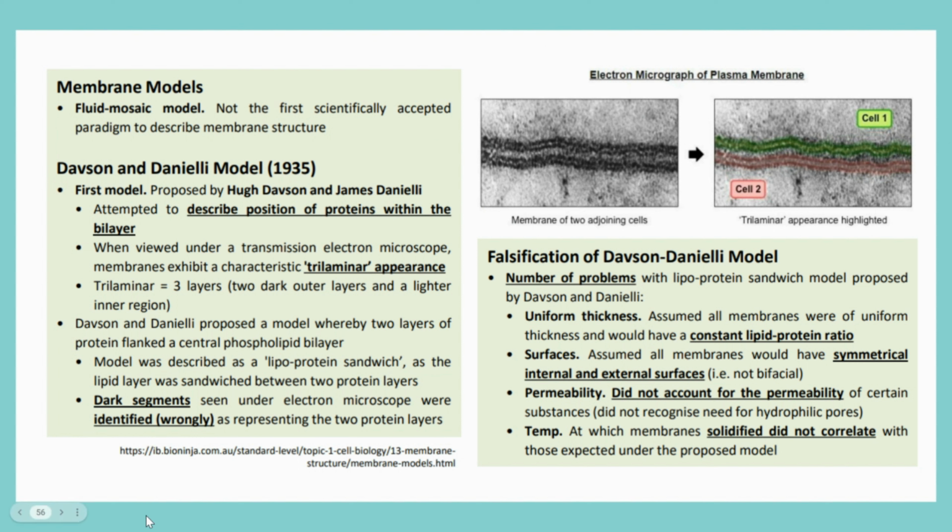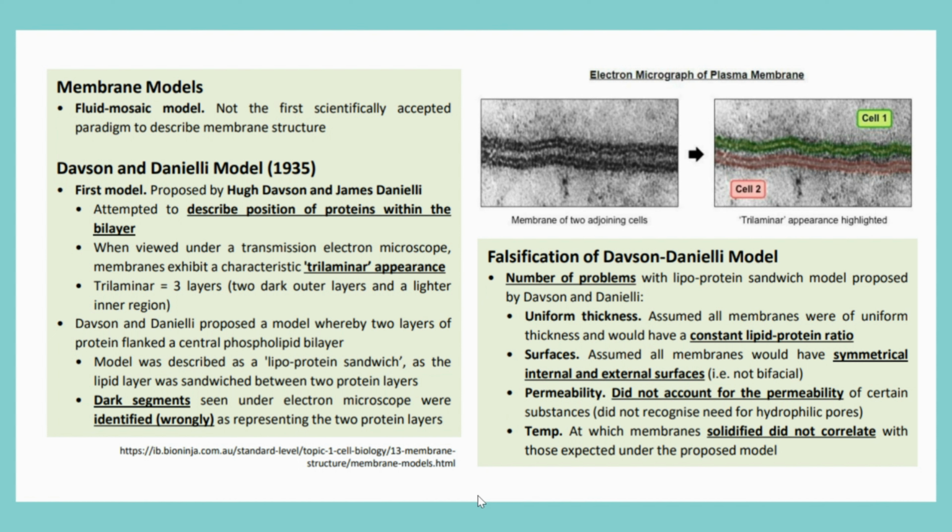So Davson and Danielli proposed a model whereby two layers of protein flanked a central phospholipid bilayer. The model was described as a lipoprotein sandwich, such that the lipid layer was sandwiched between the two protein layers. So on top over here, these two dark lines were the protein layers, and in the middle was the lipid layer. The dark segments under the electron microscope were then identified wrongly, as we know, because the Davson Danielli model was falsified.